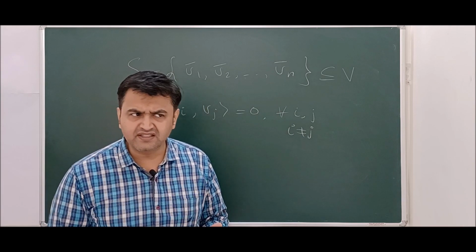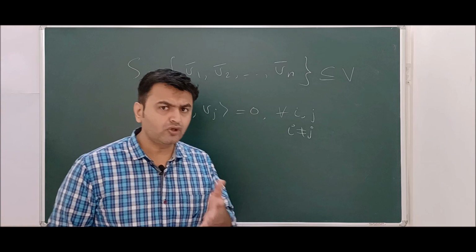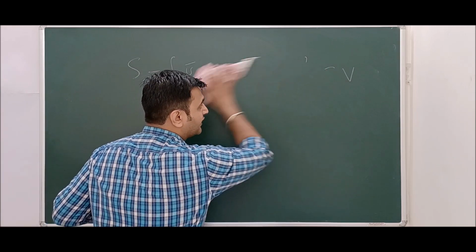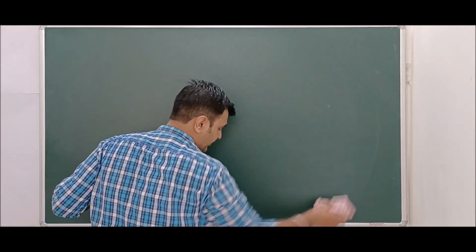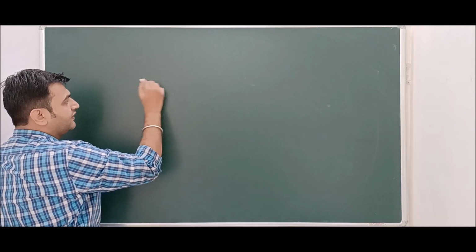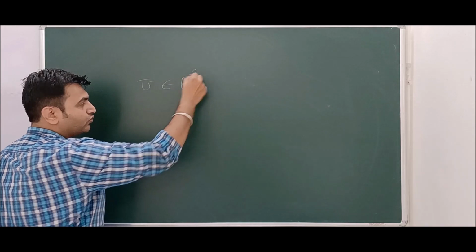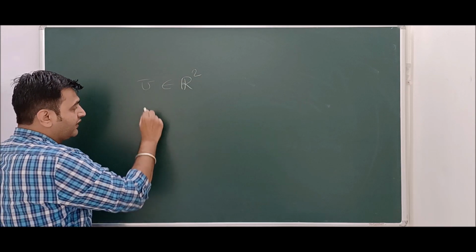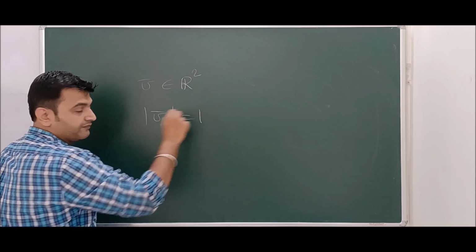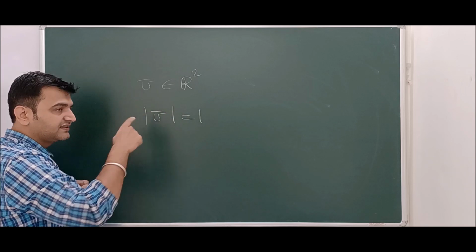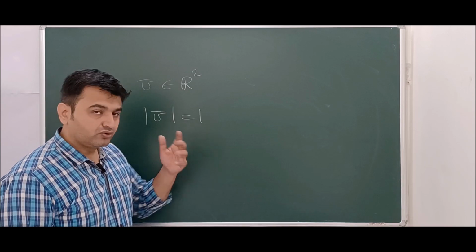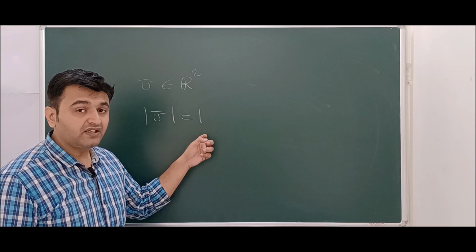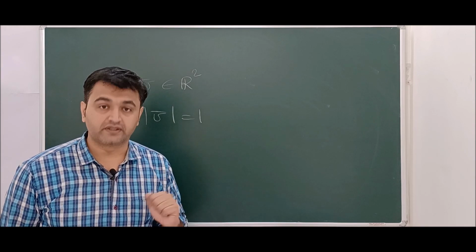Now what do you mean by length in a vector space? We know what we mean by length in a Euclidean space, right? Suppose you have a vector V in R2, two-dimensional space. I will call this a unit vector if the length of the vector is 1. So if my V bar is (V1, V2), then the square root of V1 square plus V2 square is 1. So if the length of the vector is 1, I call that vector a unit vector.